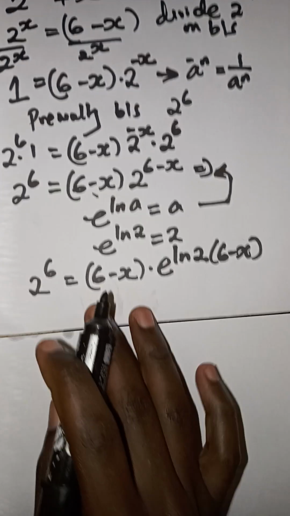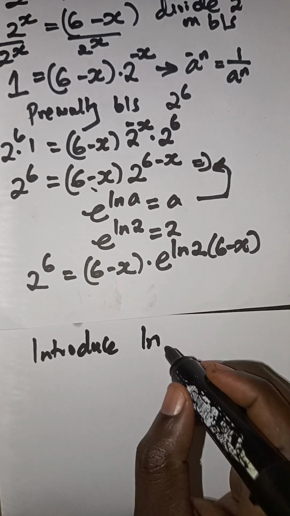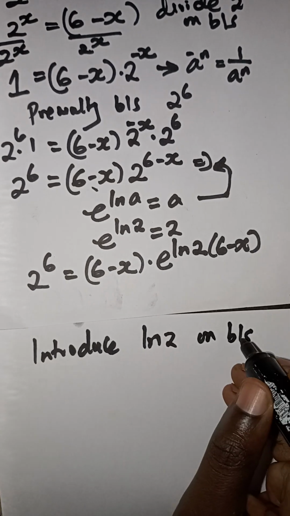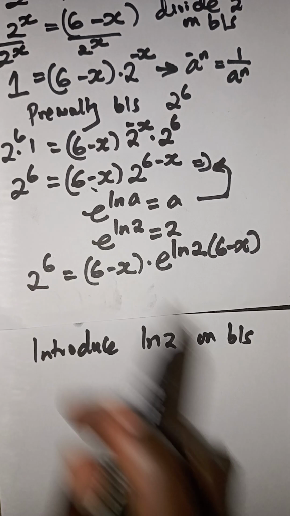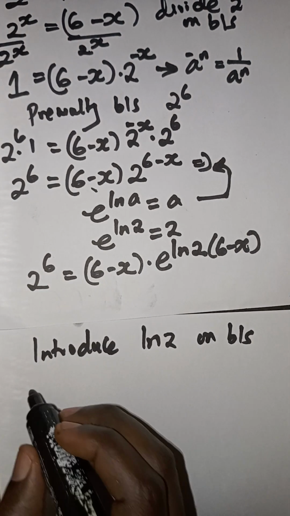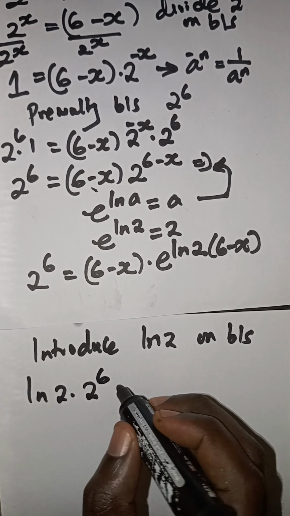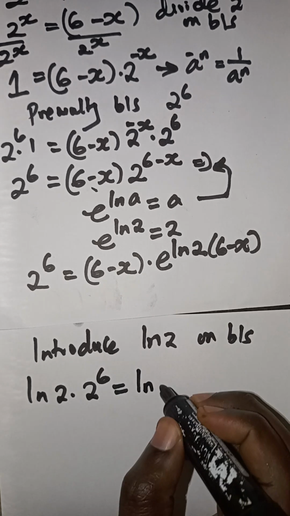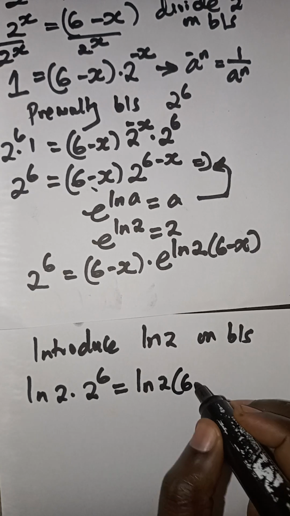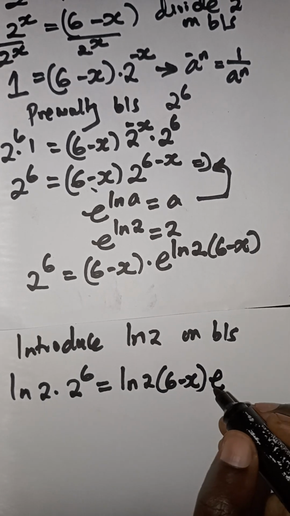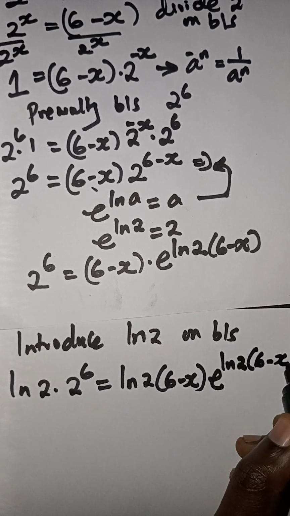So guys, the next step, I'm going to introduce the natural log of 2 on both sides of this equation, so that I multiply both sides with the natural log of 2, so that I have the natural log of 2 multiplied by 2 raised to power 6 should be equals to the natural log of 2 multiplied by 6 minus x, the exponential of the natural log of 2 in bracket 6 minus x.